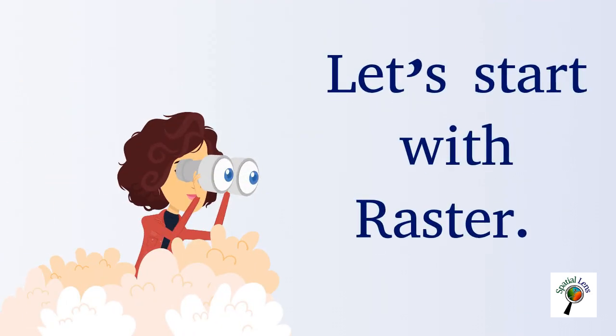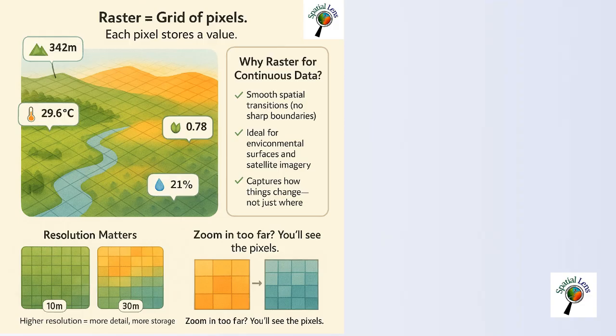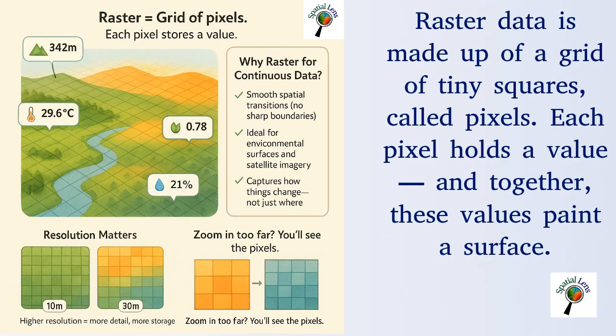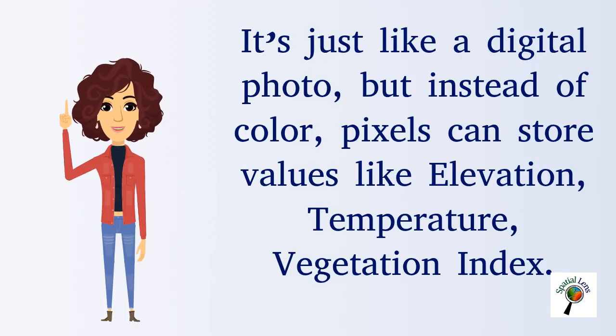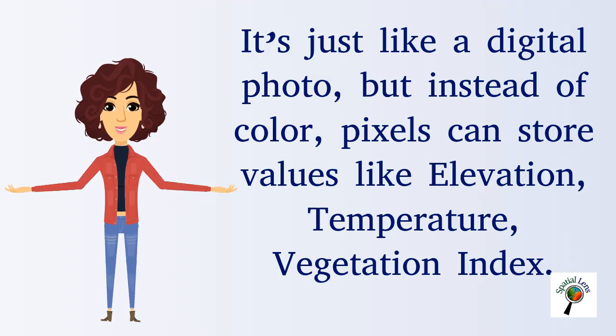Let's start with raster. Raster data is made up of a grid of tiny squares called pixels. Each pixel holds a value, and together these values paint a surface. It's just like a digital photo, but instead of color, pixels can store values like elevation, temperature, vegetation index.